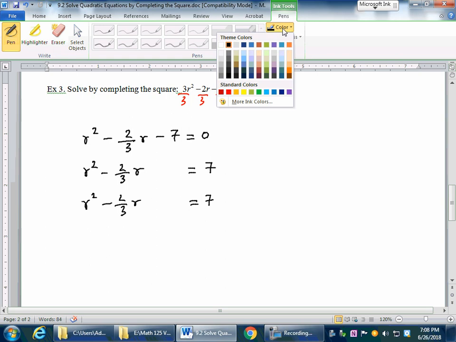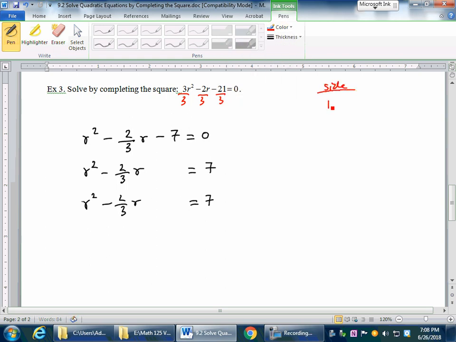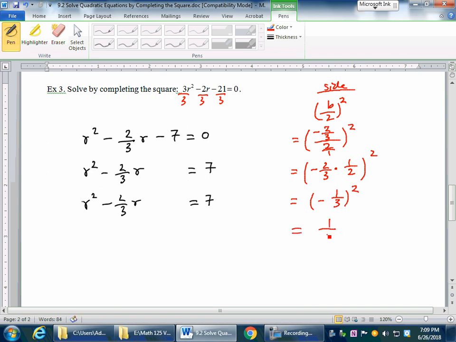So the formula that we have is b divided by 2 and then squaring it. In this case, my b is negative 2 over 3 divided by 2. So that's basically saying negative 2 over 3 times, I can look at it as 2 over 1 and a reciprocal, right? Dividing is multiplying by the reciprocal. So this will give me 2 and 2 reduce, so it will be negative 1 over 3 squared. And when I square it, it'll become 1 over 9. Now we found out what number we need to add to both sides. So I add 1 over 9 to both sides.